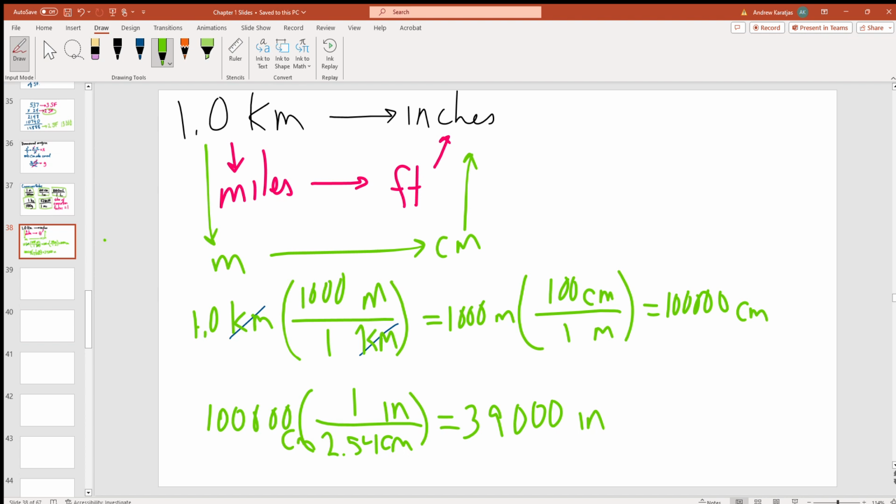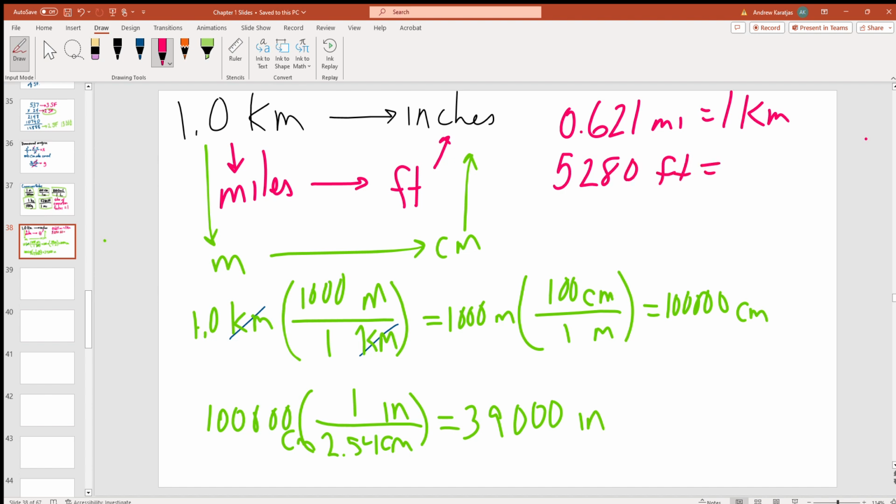Now, as I said, you could have used a different set of conversions here. You could have gone kilometers to miles, miles to feet, feet to inches. So maybe take a moment and try that. Our conversions: 0.621 miles is 1 kilometer. There's 5,280 feet in 1 mile. And then the one that you probably know, 12 inches to a foot.